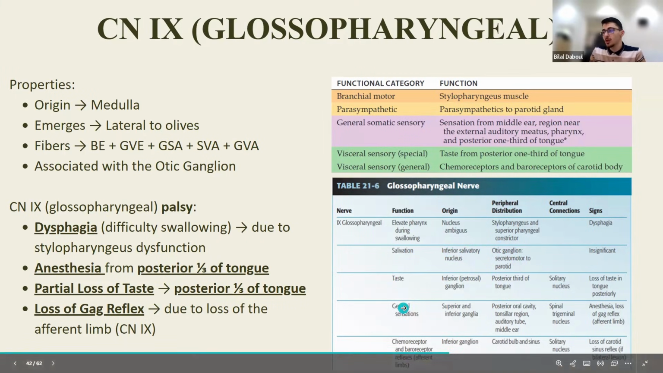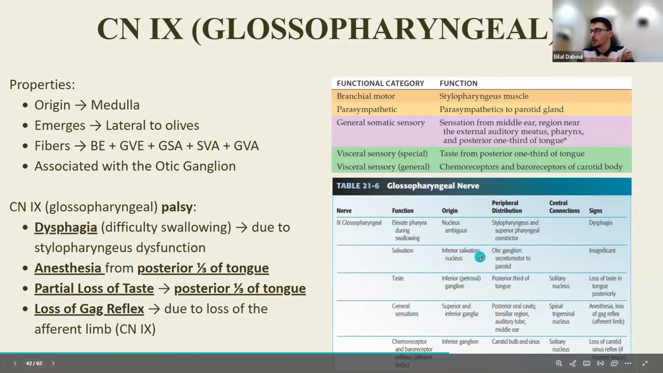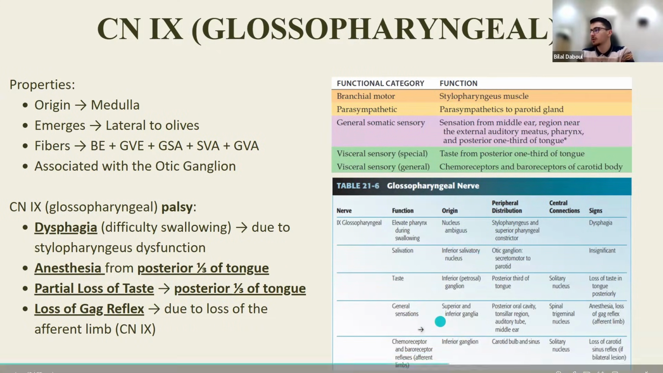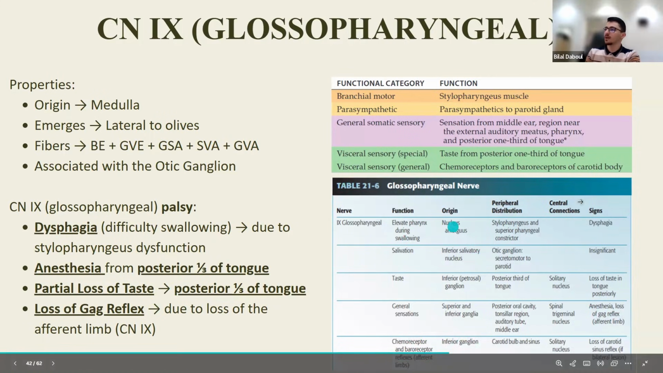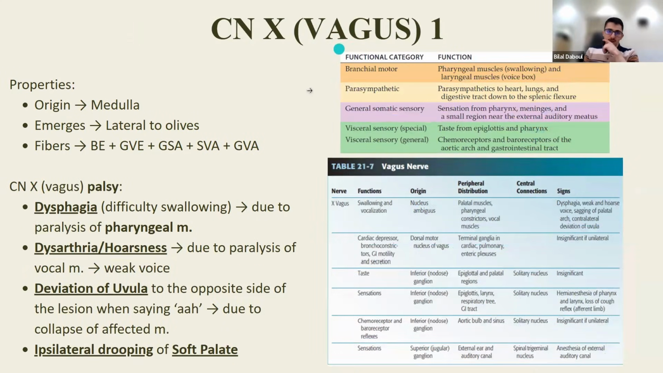When it comes to general sensations, you have anesthesia from the posterior one-third of the tongue. So loss of general sensations, pain, temperature, two-point discrimination, vibration, conscious proprioception, all of them are gone because you have anesthesia. And of course, this last section is not really that significant. Here you have revision of the functions once again. Now we get to the vagus. Again, vagus is Latin for wandering because it's a really large nerve. It accounts for 75% of parasympathetic supply to the body.